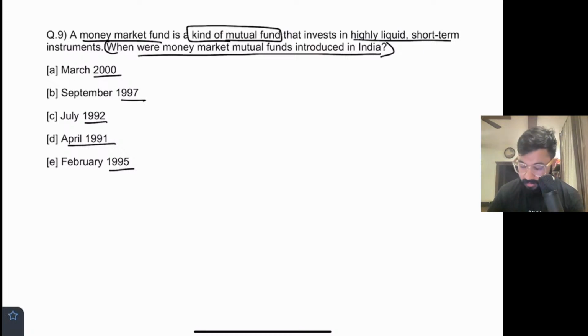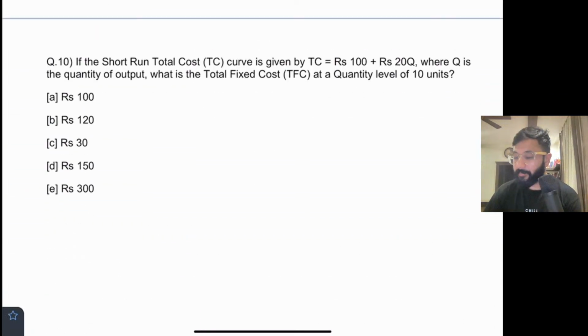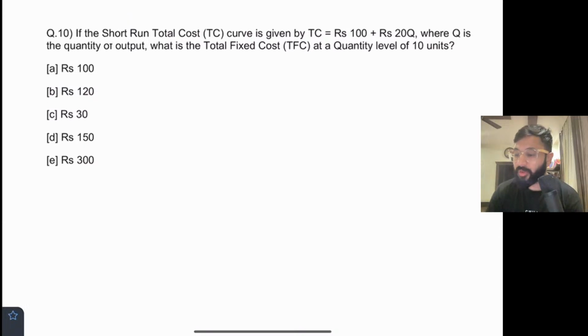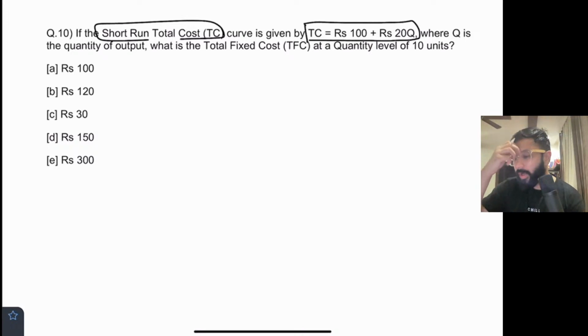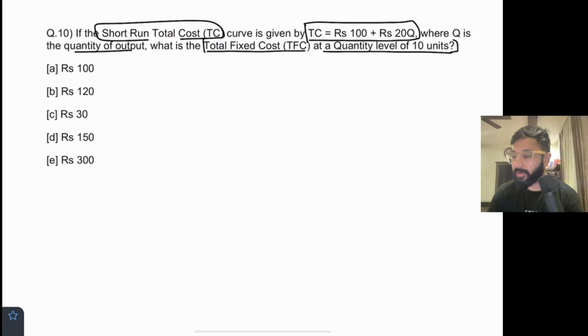Okay. Yes, the answer is option number D, April 1991. That is when money market mutual funds were introduced in India after the economic reforms. Next, let's come to question number 10. If the short run total cost curve is given by TC equals 100 plus 20Q, where Q is the quantity of output, what is the total fixed cost at a quantity level of 10 units?